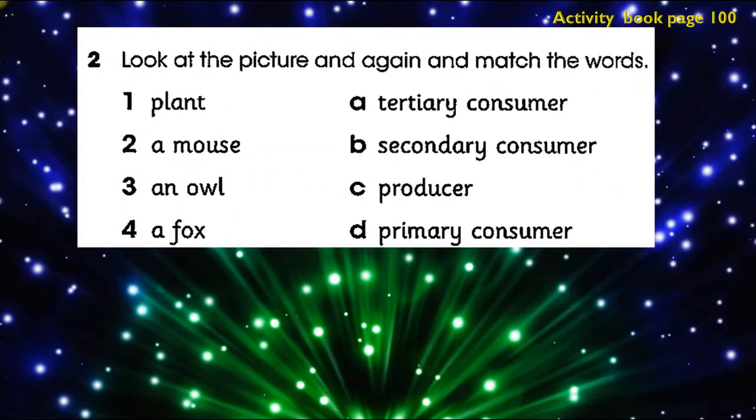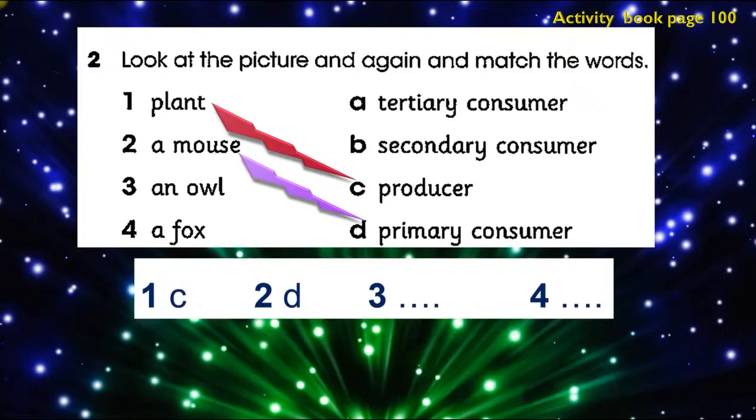Look at the picture again and match the words. The plant, is it tertiary consumer or secondary or producer or primary? Yes, it's a producer. The mouse is a primary consumer. You are going to answer 3 and 4.